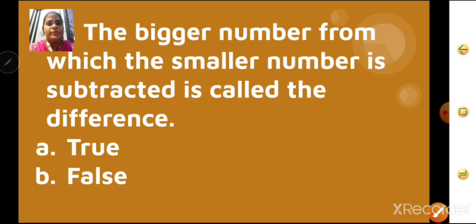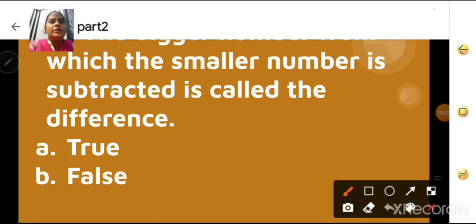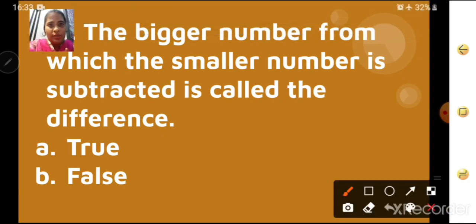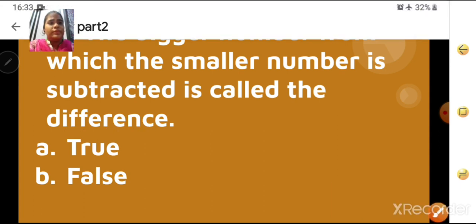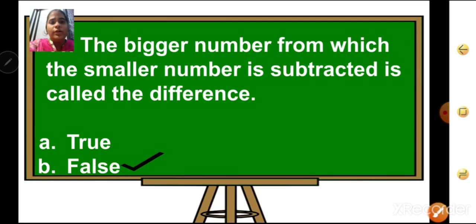Got it? Then, the bigger number from which the smaller number is subtracted is called the difference. Now here, the bigger number from which the smaller number is subtracted is not called the difference. It is called the minuend, right? So that means this statement is false. What is it called children? It is called minuend. So this statement is false, and we are going to click on the false option.